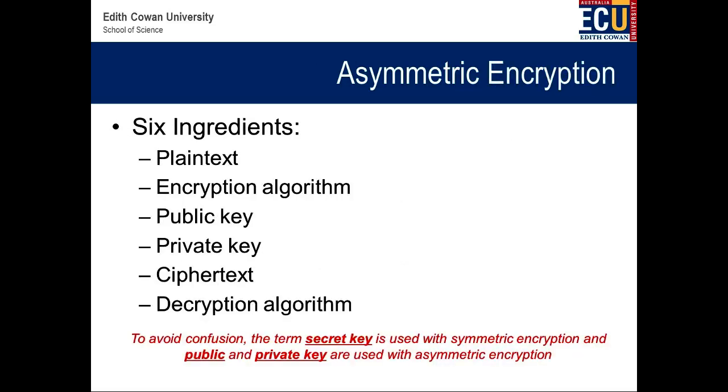As in the case of symmetric encryption, where we had 5 ingredients, in asymmetric encryption we have 6 ingredients: plain text, encryption algorithm, public key, private key, ciphertext, and the decryption algorithm. We know the definitions of all these terms, because we have discussed them in the first or second slide of today's module. And to avoid confusion, the term secret key is used with symmetric encryption, and public and private key are used with asymmetric encryption.